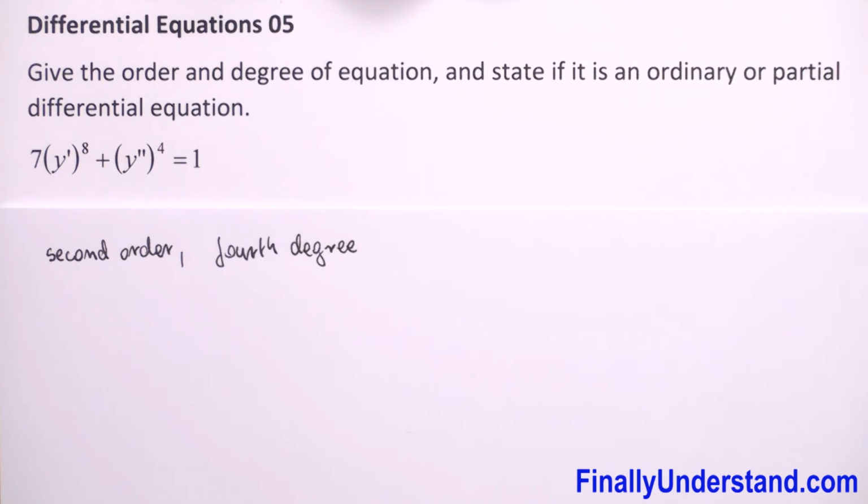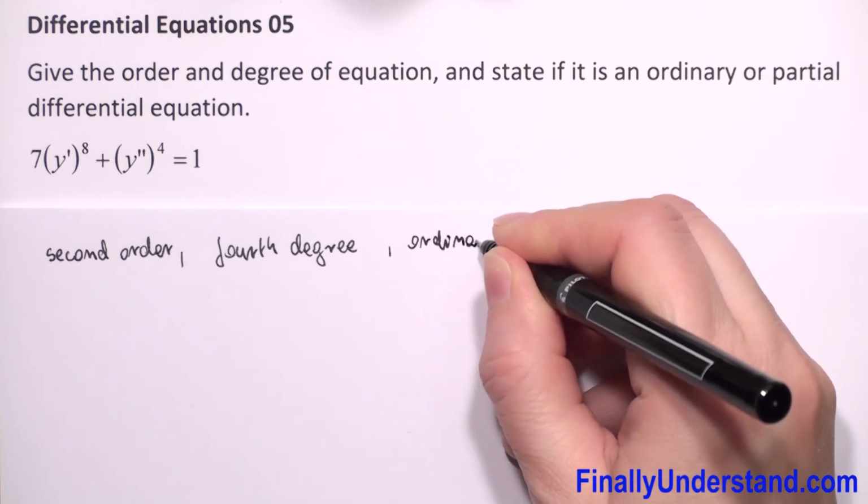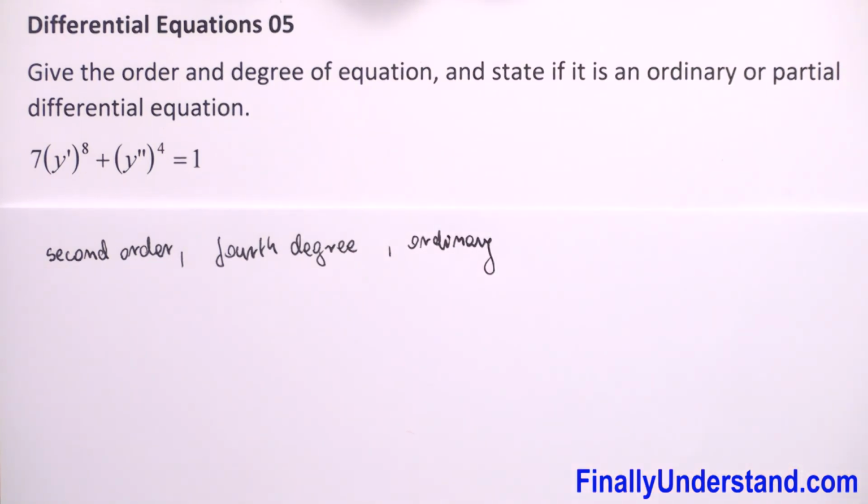We know that an ordinary differential equation contains only two variables and we have ordinary derivatives. In this example, we have only ordinary derivatives. So it means that this is an ordinary differential equation. This is my solution.